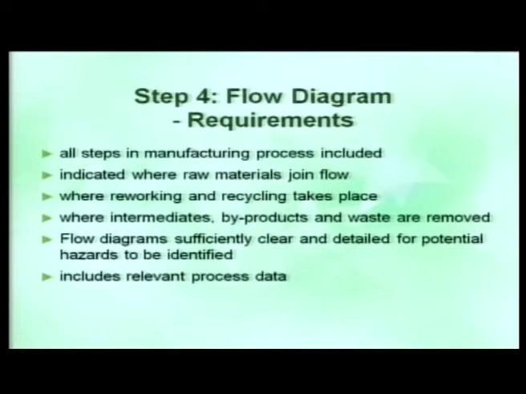Next step is the development of the process flow diagram. The process flow diagram should contain all the steps of the manufacturing process, indicating where raw materials join the flow, where reworking and recycling take place, and where intermediates, byproducts and wastes are removed. Flow diagrams should be sufficiently clear and detailed for potential hazards to be identified, and should include relevant process data.